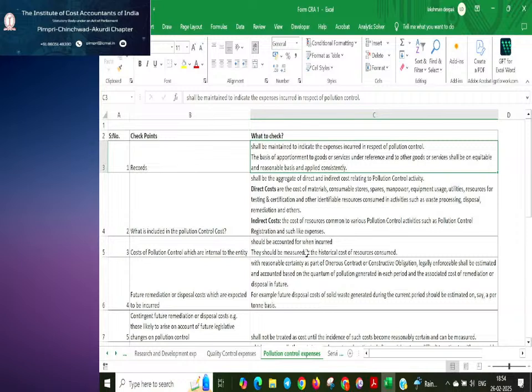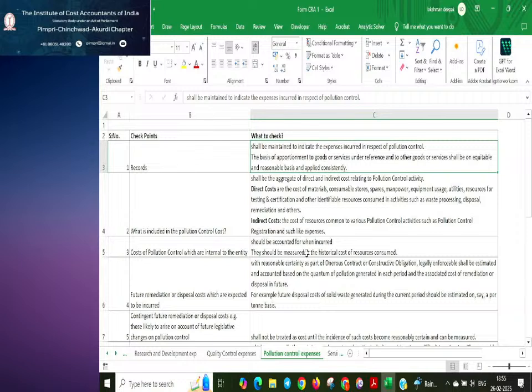Either you have to go by the input for that plant or you have to go by the output for the plant. Decide, that will help you to decide on the basis on which it needs to be allocated. So if we find out the percentage or the ratio of how much water actually is discharged from each of the plant, from the sugar plant, from the distillery plant, it is easy that we can allocate this utility cost.